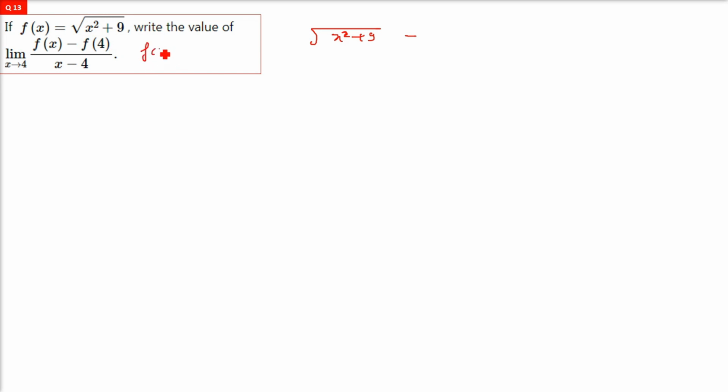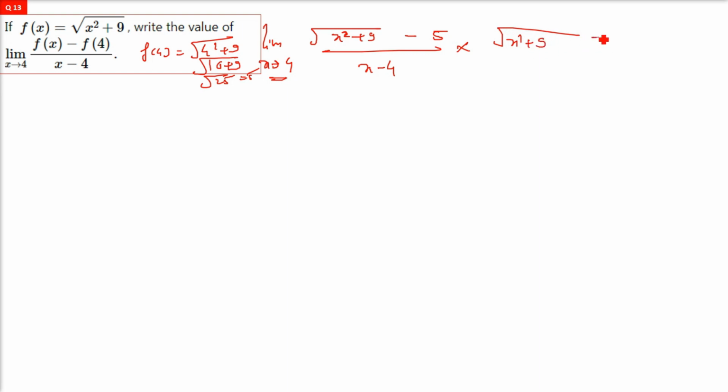I'm replacing f(x) by this value, minus f(4). What is f(4)? Under root 4 square plus 9. 4 4s are 16, 16 plus 9 is 25, 25 under root is 5. Actually it is plus minus, but we'll keep it as 5. Divided by x minus 4. Okay, now there is no way to solve it directly, limit x tends to 4. So we have to rationalize it. So let us rationalize it.